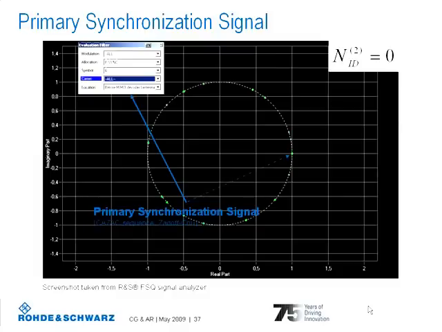With successful match filtering, the device has identified the used physical layer identity for this cell, as well as 5 millisecond timing. Afterwards, it can execute the next step, looking for the secondary synchronization signal and the physical layer cell identity group to compute the cell's identity.